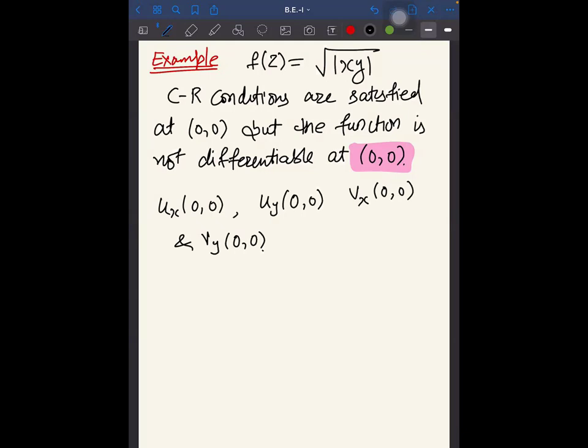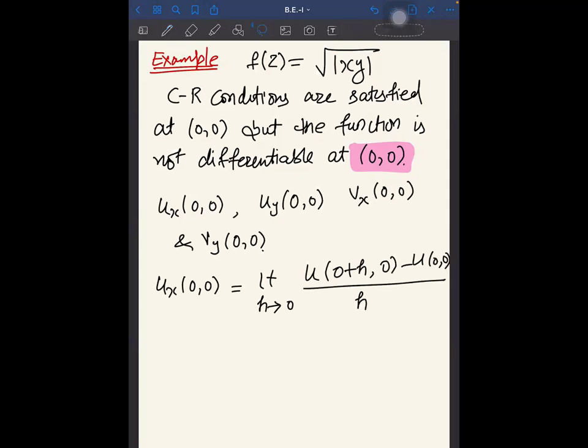So what we're going to do, we'll find u_x at (0, 0), which is nothing but the limit as h goes to 0 of u(x0 plus h, y0) minus u(0, 0) upon h. And what is that point? Tell me. (0, 0) is the point, x naught y naught is (0, 0). So u(h, 0) minus u(0, 0) upon h. Just tell me what is your u?